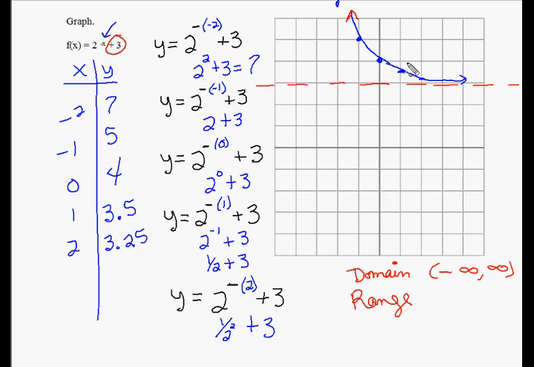How low this graph goes depends on the number added outside of your expression being raised to a power. So it goes down to 3, but it never gets there, so it's a parenthesis, and it goes up forever. But this is also what we call a decreasing function.